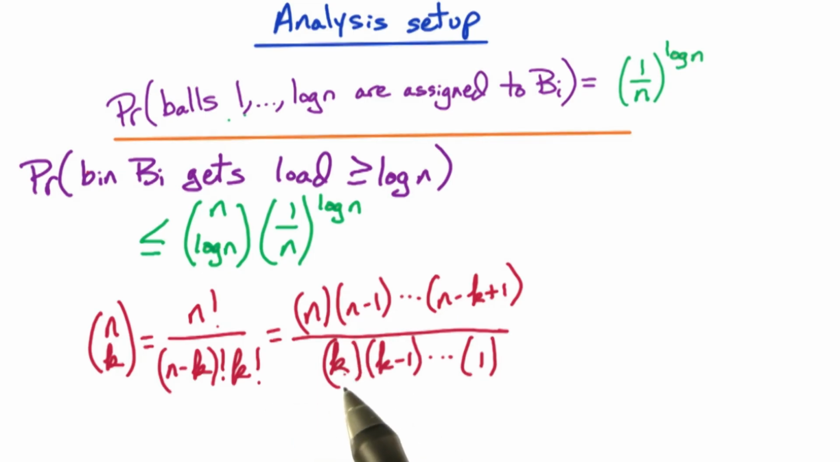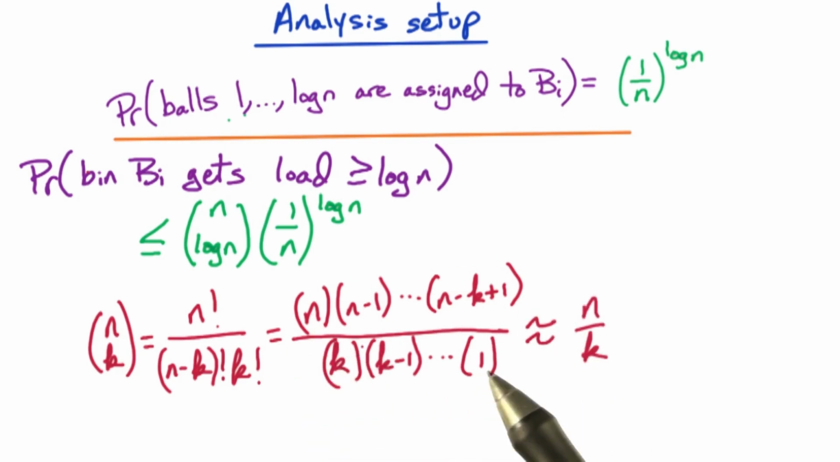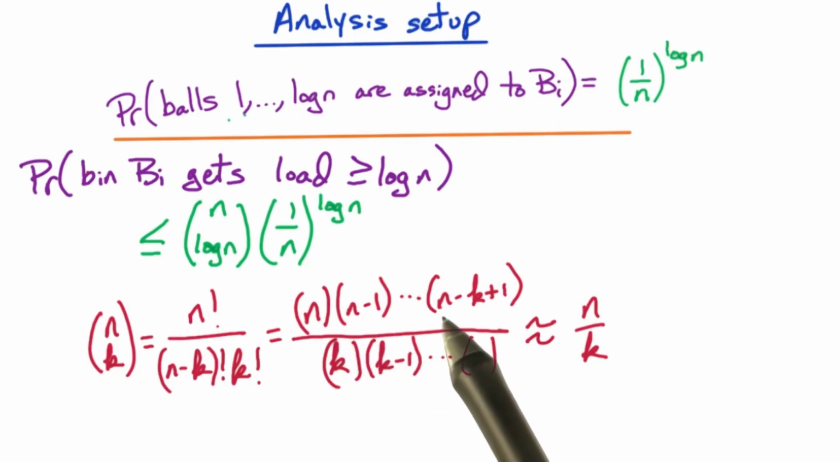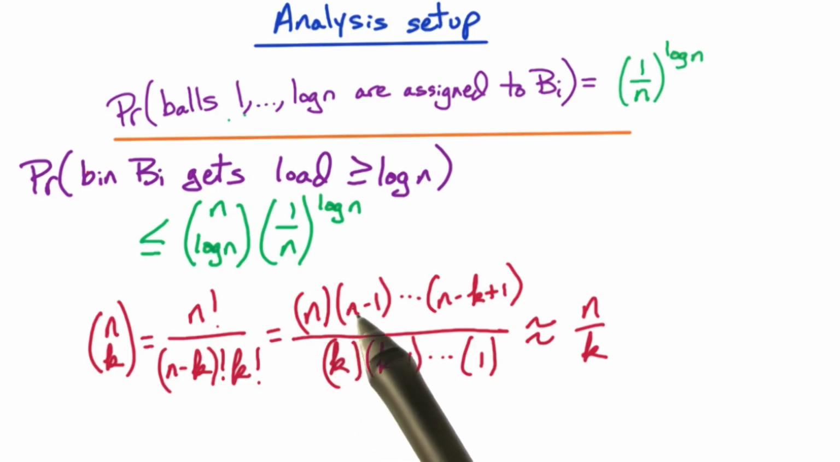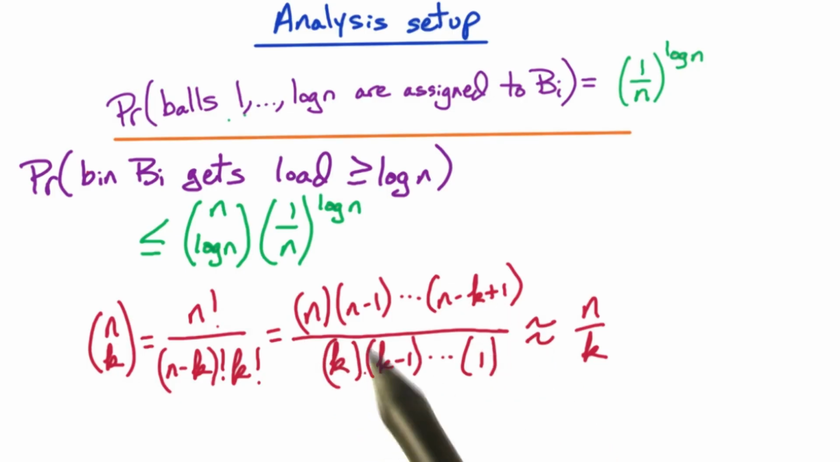And then also in the denominator, what are we left with? We're left with k factorial, which is k times k minus 1 times k minus 2, and so on down to 1. Let's try to get a handle on this quantity. Notice the first term is n over k. The second term is similar: it's n minus 1 over k minus 1. If n is big, that's pretty similar to n over k, and so on. So we have n over k, n minus 1 over k minus 1, and so on down to n minus k plus 1 over 1. So there's k ratios there.